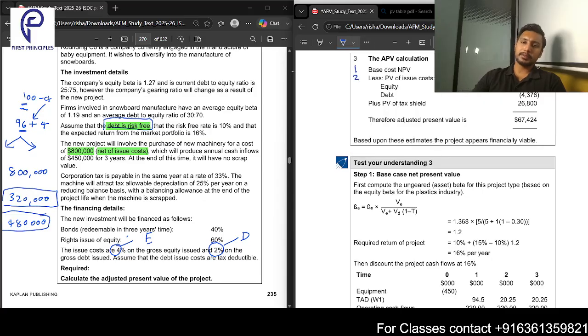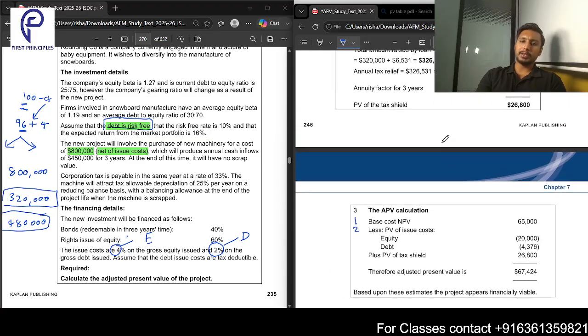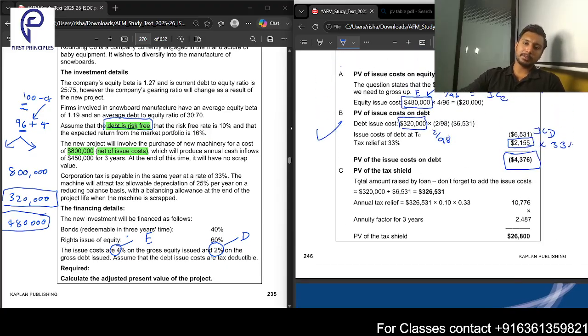First and second, this is done. Now we'll go to the tax shield. In the tax shield, we take the total amount that we have raised here. On debt, the total amount that I would have raised, this is my gross, the total loan, which is equal to the loan amount plus my issue cost. So my total loan that I have taken is 326. And they're telling the debt is risk-free.